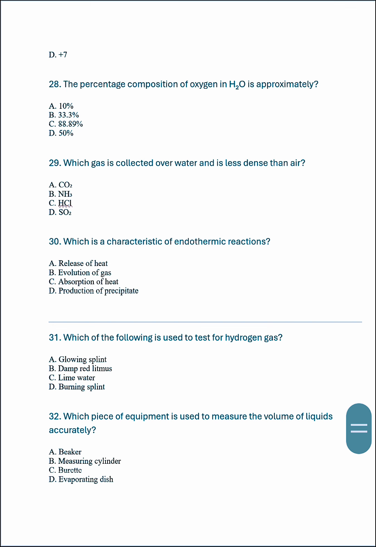Absorption of heat. And 31. Which of the following is used to test for hydrogen gas? Hydrogen gas. The correct answer there is burning splint. That is D. Now 32. Which piece of equipment is used to measure the volume of liquid accurately? So the correct answer there is C, burette. So we use a burette to measure the volume of liquid accurately.